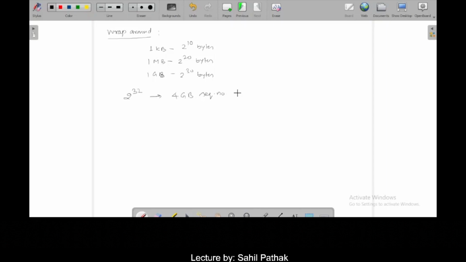Okay, so we have 4 GB sequence number, that is, if every byte going out of TCP has a sequence number, then how many bytes can I uniquely number and send? So using 4 GB sequence number, I can send 4 GB data, because every byte is given a sequence number. And this is the maximum I have.